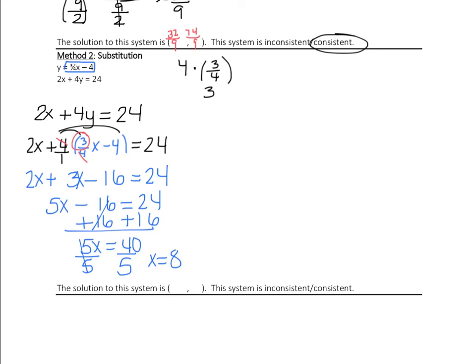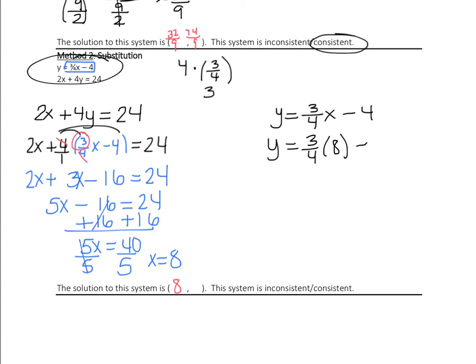So we can go ahead and put the 8 right in there. Now we need to find the y value of the point of intersection. So again, here are the two equations. You can choose any of the two equations that you want. For me, the easier equation is the one that's already solved for y. So y equals 3/4x minus 4. So we're going to substitute the x that we got here, which is 8. So 3/4, 8 minus 4.